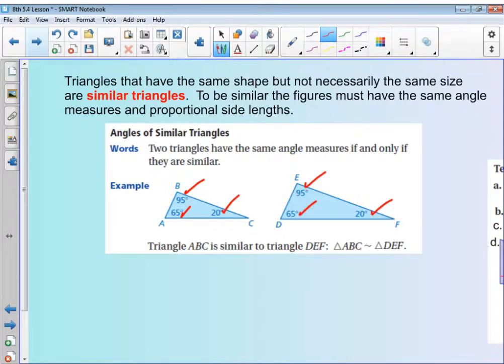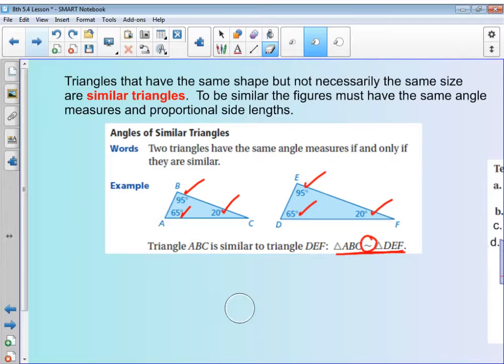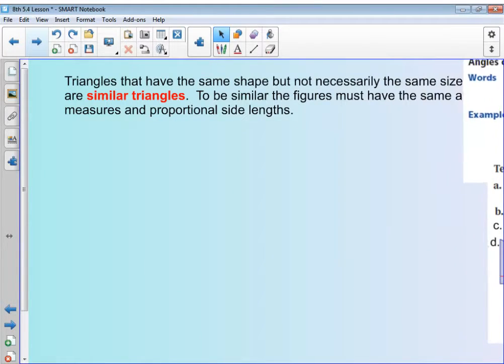Triangle ABC is similar to triangle DEF. This is a way that it may be written. They use this little squiggly line instead of an equal sign. It just means they're similar to each other. It's kind of like a turned over S. We're going to practice this concept. The key thing to remember: if the angle measures are all the same, then they are considered similar.